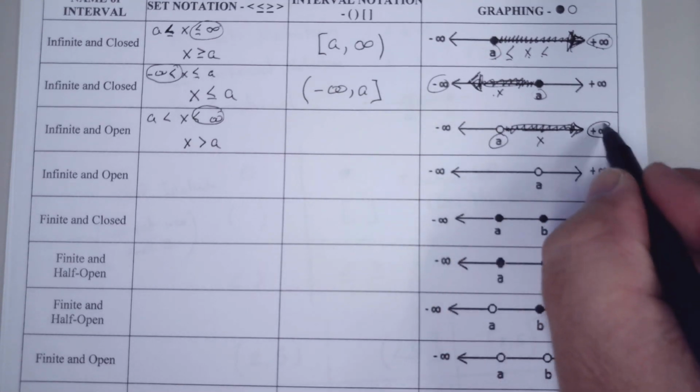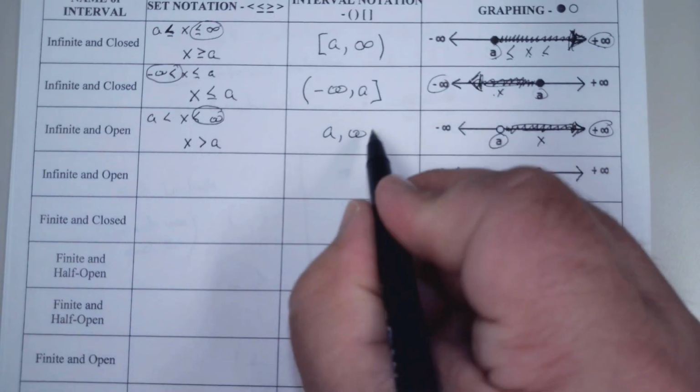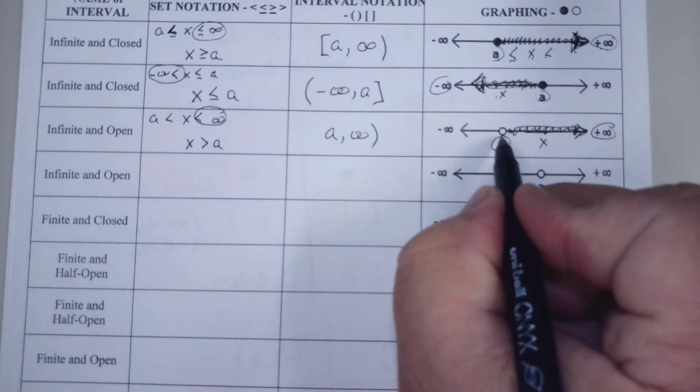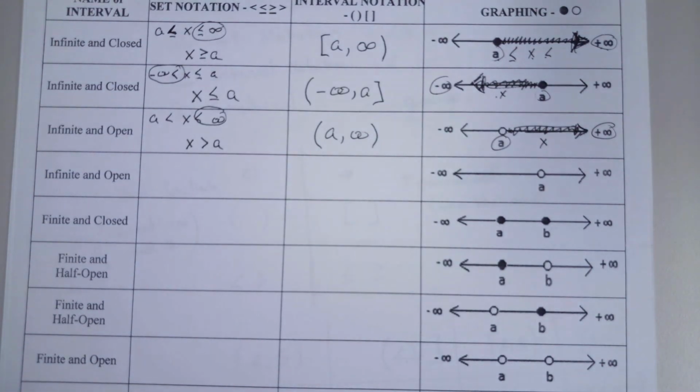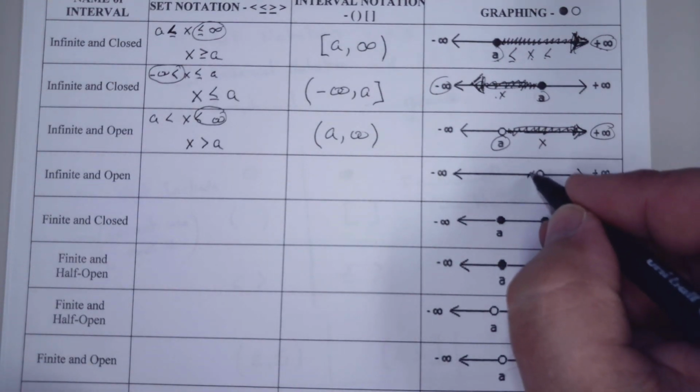Look at the endpoints of your graph. A, infinity. Infinity is always open, and that is a parenthesis.